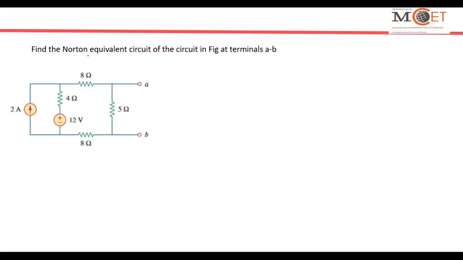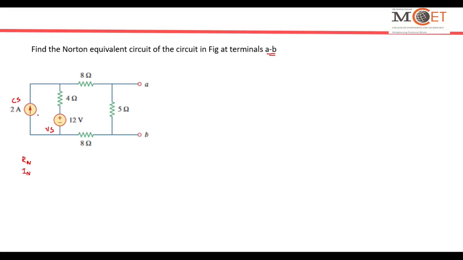I want to find out the Norton's equivalent circuit for the figure shown across the terminals AB. So here I have two independent sources. One is a current source, the other one is the voltage source. As I already told you, there are two steps involved. First step, I want to calculate Norton's resistance, and second step, I want to calculate Norton's current.